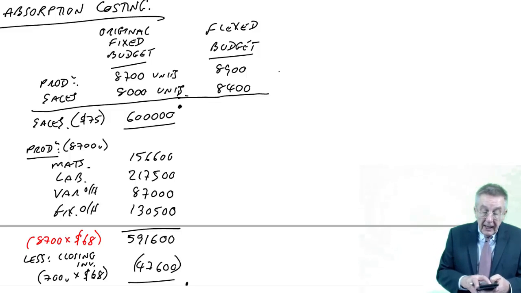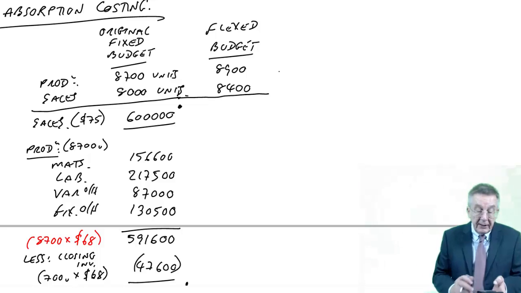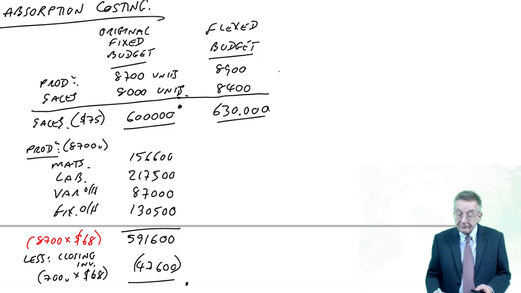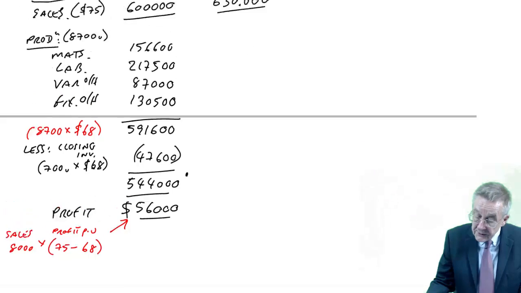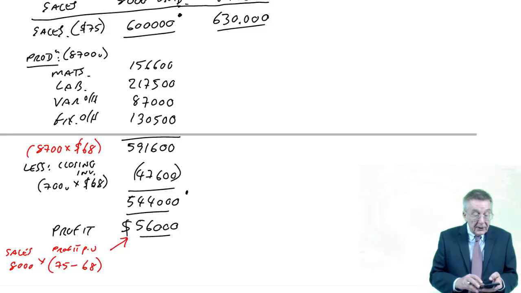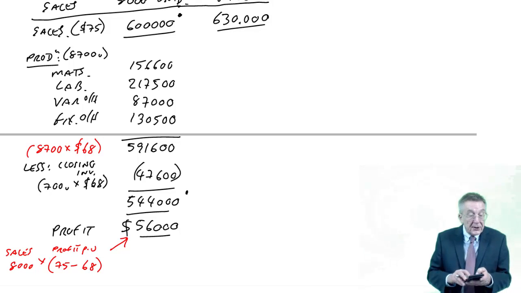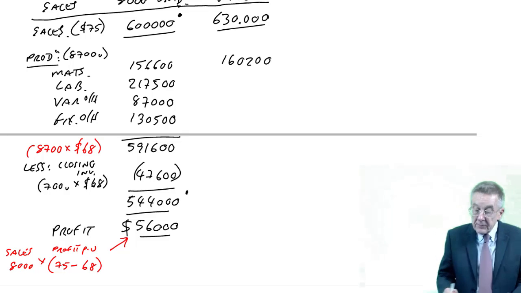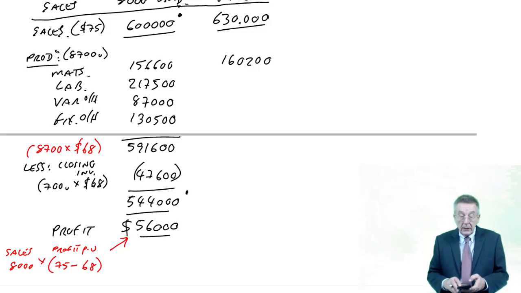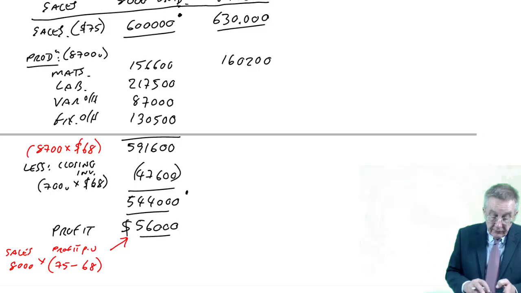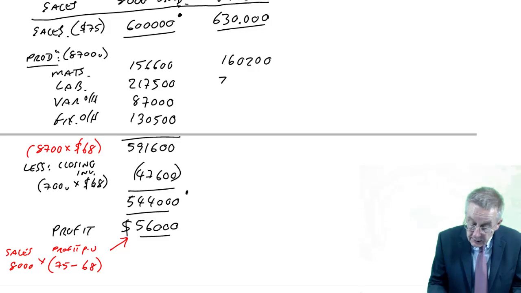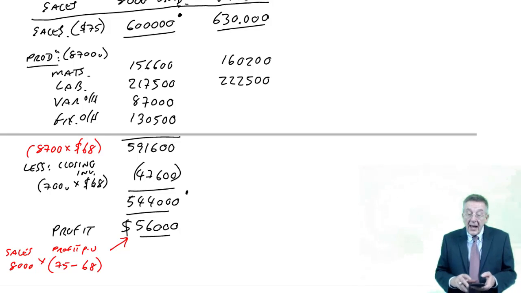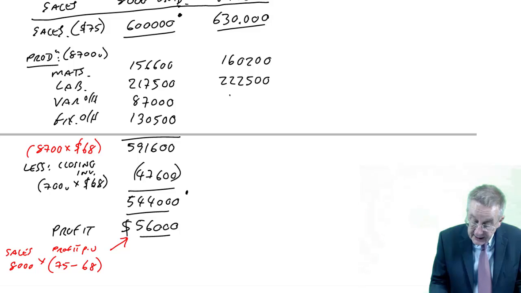The revenue, 8,400 sold. It should have been at 75 a unit. So the revenue, you would now be expecting 630. The costs, well, materials, again, 8,900 from the cost card, should be 18 a unit. So we now expect to have spent 160,200. Labour, 8,900 at 25 a unit, 222,500. Variable overheads, 8,900 at $10 is 89,000.